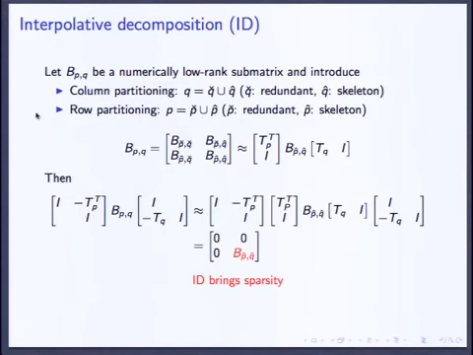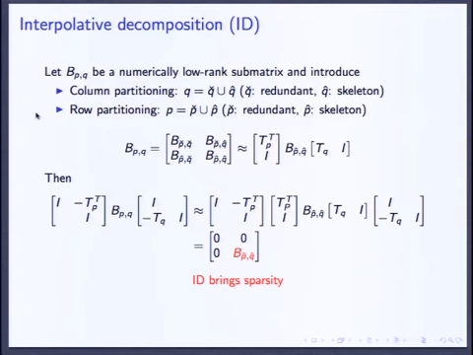Now the second tool I'm going to use is called interpolative decomposition, and this typically concerns matrices which are numerically low rank. Okay, so let B be a matrix which is numerically low rank. Typically, it's a submatrix of a bigger matrix, and because the matrix is low rank, we know that the matrix essentially can be represented as a linear combination of a few of its columns and a few of its rows. So mathematically this means that we can partition the column set into two subsets. So Q stands for the column set.